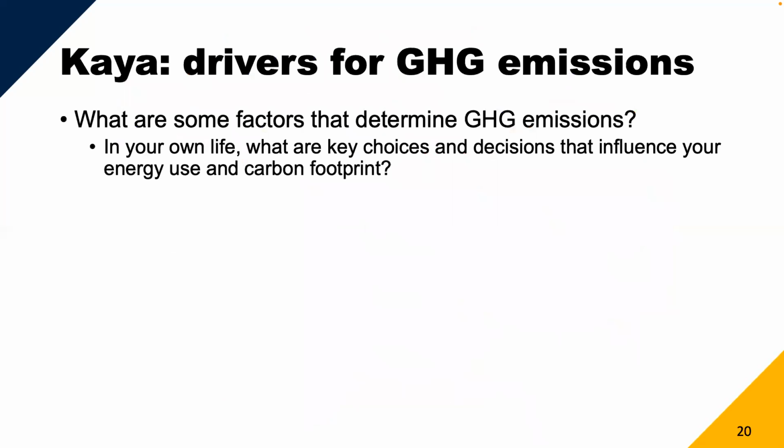Okay, so let's talk about some decomposition methods. We're going back up to think about this combination of top-down and bottom-up approaches, where we're looking at higher level factors that still let us do interventions in particular areas. So what are some factors that determine greenhouse gas emissions? For example, for you guys, what are some key choices and decisions that might influence energy use and carbon footprint?